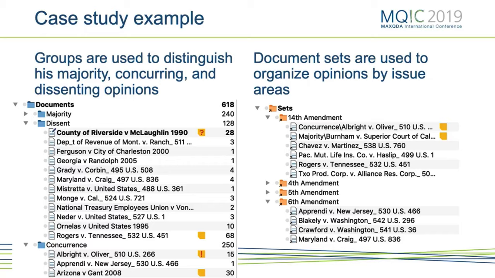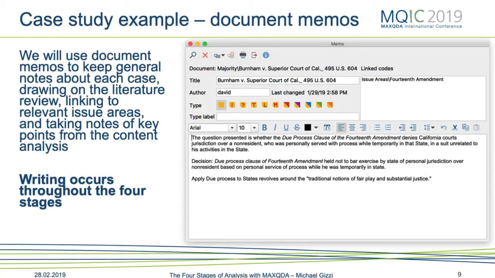We use document memos to keep general notes about each case. He had read two books over the break. He had notes on paper. He transferred those notes into a document for each case. Valuable, a way of going to things. Writing, Graham in the masterclass yesterday spent a lot of time talking about this. Writing does not happen at the end. It happens throughout your process. And I think that's essential. My other major project right now has 140 memos. There's a lot. It requires sorting stuff.